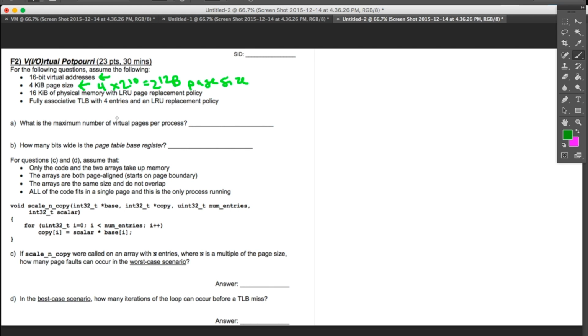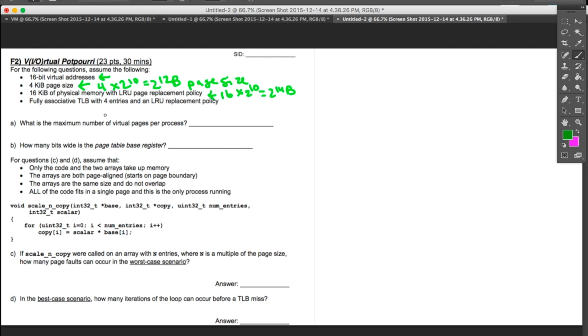And next up, we're given 16 kibibytes of physical memory with an LRU page replacement policy. So what is this? Well, this means that we have 16 times 1 kibi, which is 2 to the 10 bytes. So this is 4 times 2 to the 10. We have 2 to the 14 bytes worth of data that can be allocated in our physical memory address space.